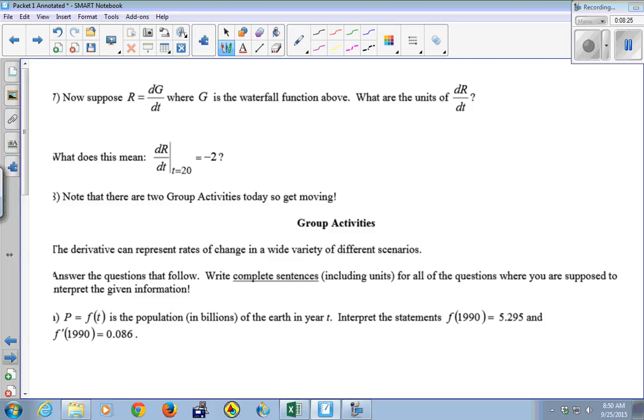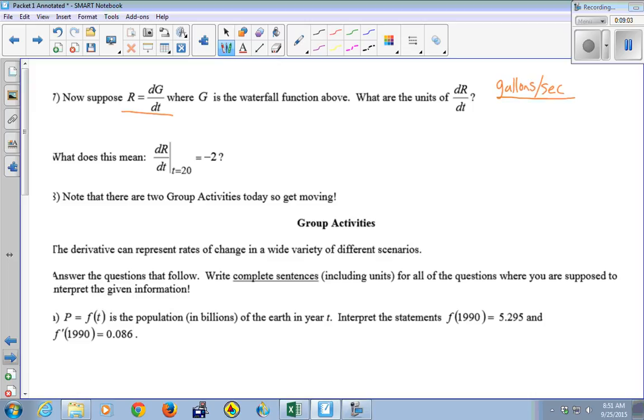All right, so now we've got a different example. Now R is going to be dg dt. So I'm calling dg dt its own function, R for rate, right? G is the waterfall function above. So what are the units on dr dt? Like the derivative of the derivative. Gallons per second. Yeah, because the units on R are gallons per second, right? We already figured that out right here. dg dt's units are gallons per second, and R is dg dt. So my R units are gallons per second.